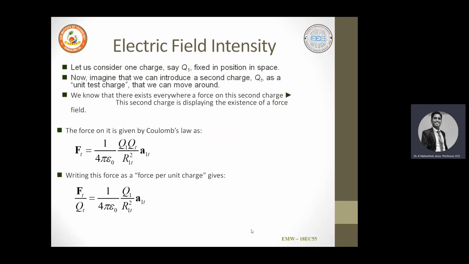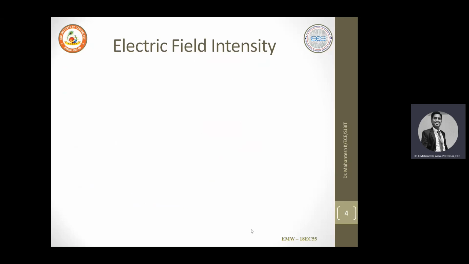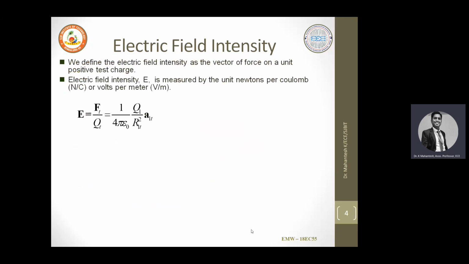So we can write the force equation as force per unit charge, F over Qt, is equal to 1 over 4 pi epsilon naught Q1 by R1t square in the direction A1t. Now we have defined the electric field intensity as the vector of force on a unit positive charge. So we can also define electric field intensity as force per unit charge, and it is measured in newtons per coulomb or volts per meter.